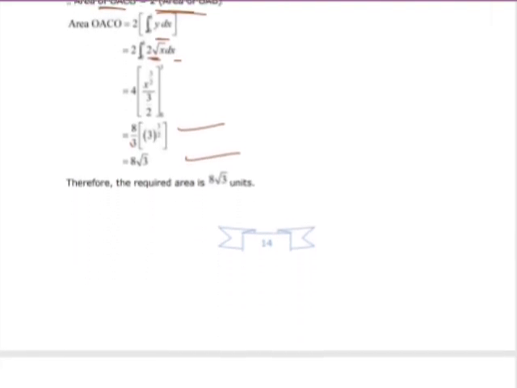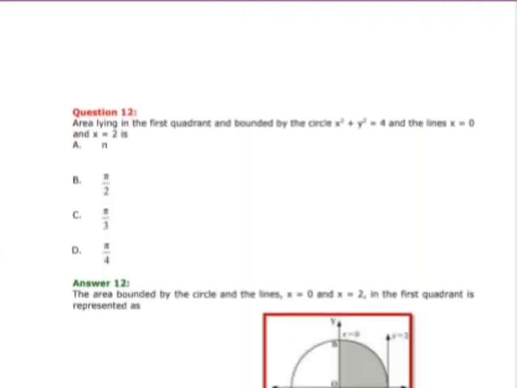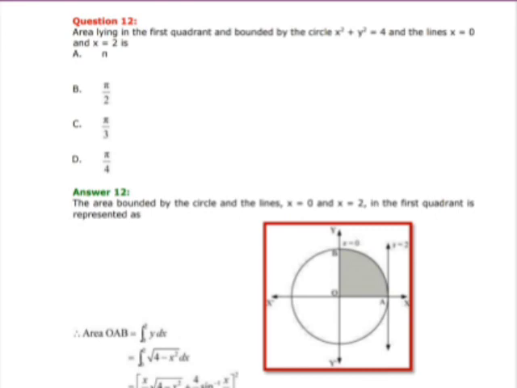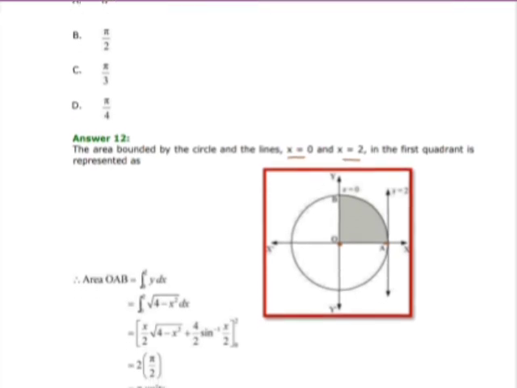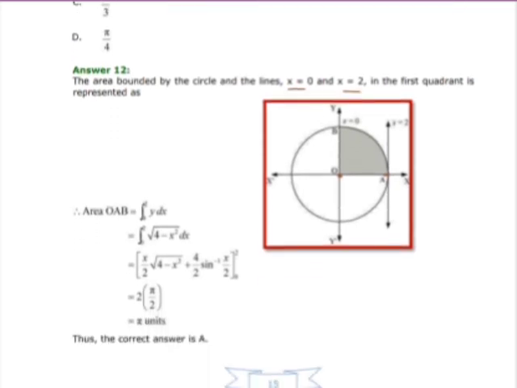So next, example number 12, it is objective type. Area lying in the first quadrant and bounded by the circle x square plus y square equals 4 and the lines x equals 0 and x equals 2 is, they are asking. So let's see, 4 options have been given: a pi, b pi by 2, c pi by 3, d pi by 4. So the area bounded by the circle, x equals 0 and x equals 2 we have here. In the first quadrant, it is represented by the area OAB, which equals integration 0 to 2 of y dx.